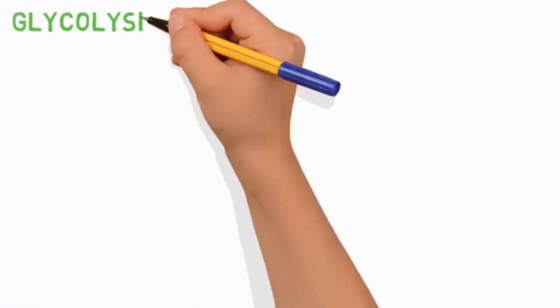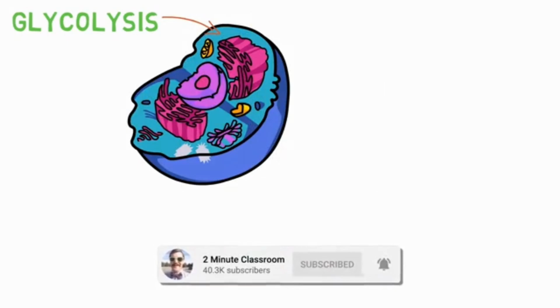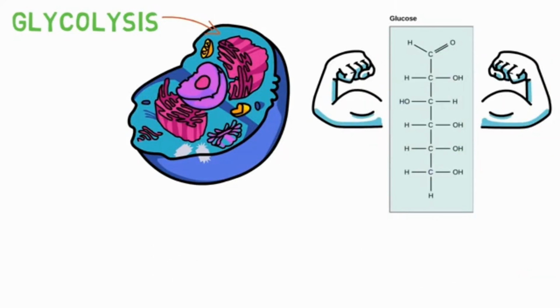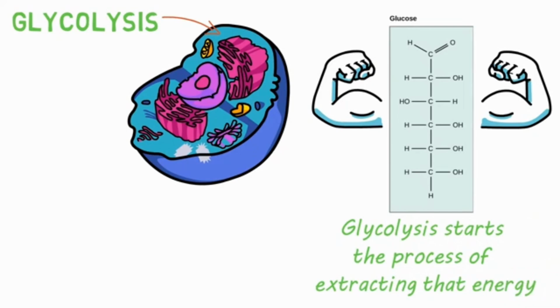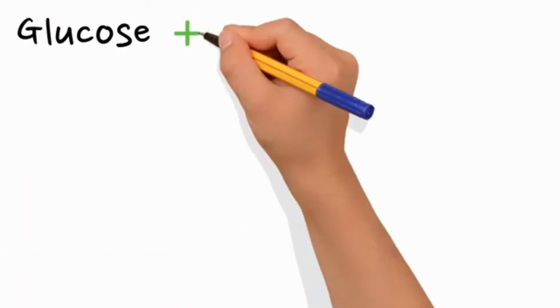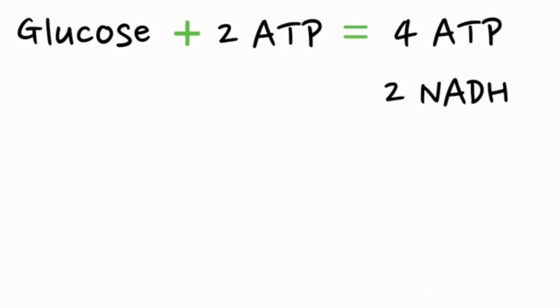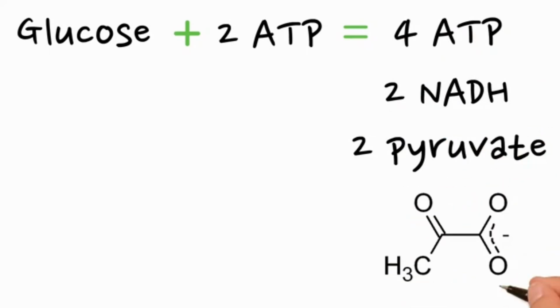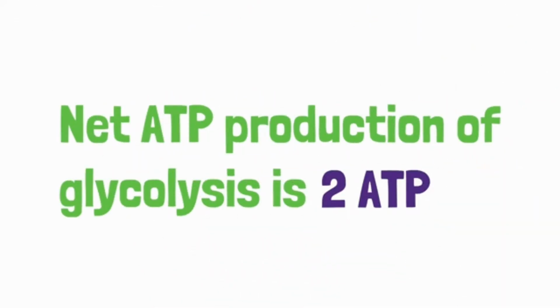The first step, glycolysis, is a series of reactions that take place in the cytosol. Glucose is a high-energy molecule, and glycolysis starts the process of extracting that energy from the glucose molecule. Glycolysis requires the input of a glucose and two ATP molecules and puts out 4 ATP, 2 NADH molecules, and 2 pyruvate molecules. So the net ATP production of glycolysis is 2 ATP.